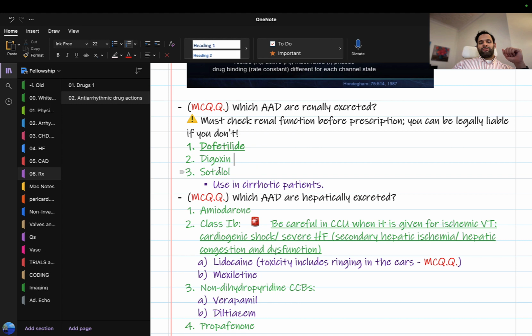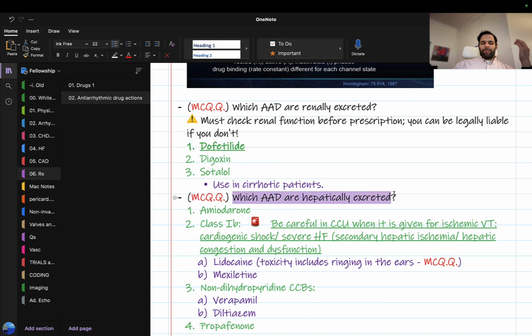Sotalol is our preferred agent with cirrhotic patients. This is also frequently tested on the boards. You want to make sure that they don't have hepatorenal syndrome, and that's how the MCQ will come. It'll give you a patient who has liver disease, and they want you to think you're going to use sotalol, and they just give you a one-liner without clearly mentioning it's hepatorenal, but you need to figure out this is a hepatorenal patient and not give sotalol. The straightforward question will be cirrhotic patient, give sotalol.